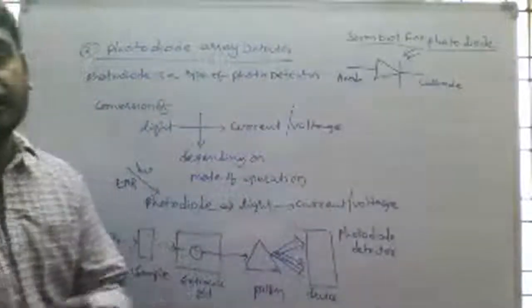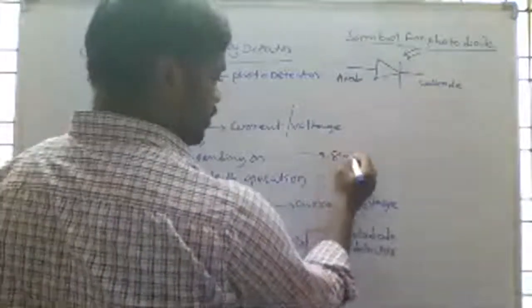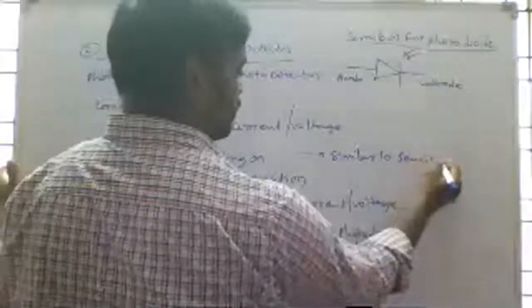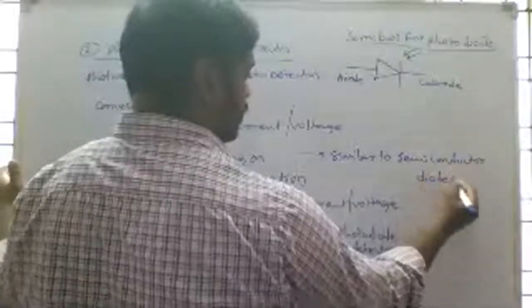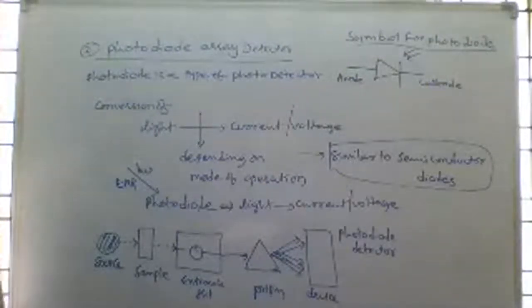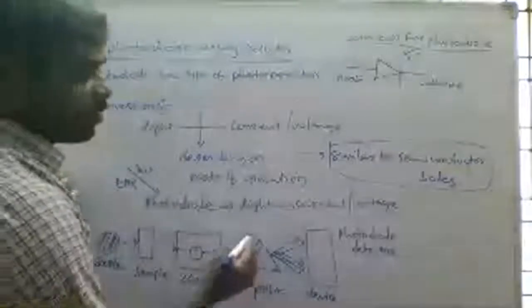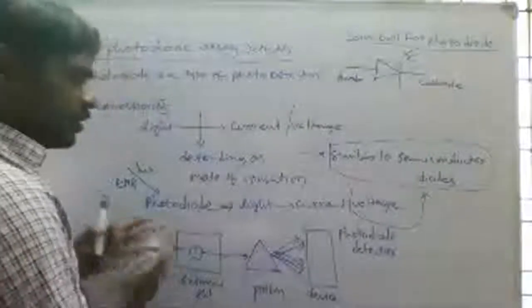These are similar to semiconductor diodes. This current or voltage can be used for the detection of our analyte.